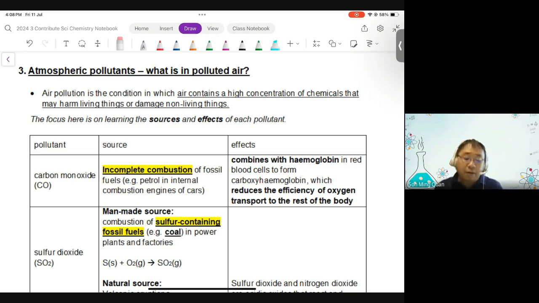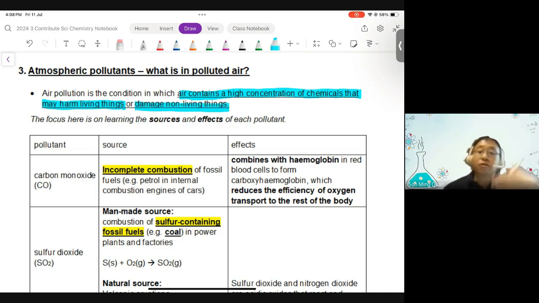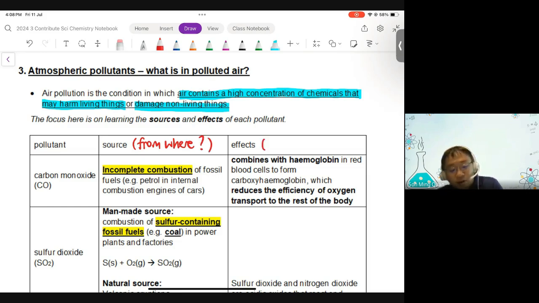So, firstly, air pollution. Air pollution is a condition where air contains a very high concentration of chemicals that may harm living things or damage non living things. So, they might damage monuments, statues, bridges. Okay, so definitely air pollution is not desirable. So, now the focus is on learning the sources and effect. Sources meaning from where. Where do these gases come from? And effects, what happens if these gases were to be in air?